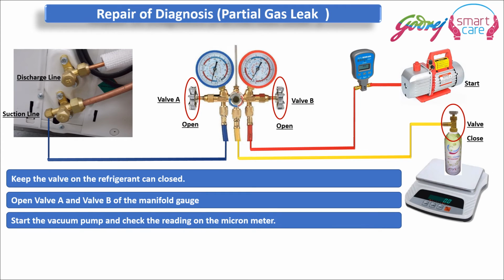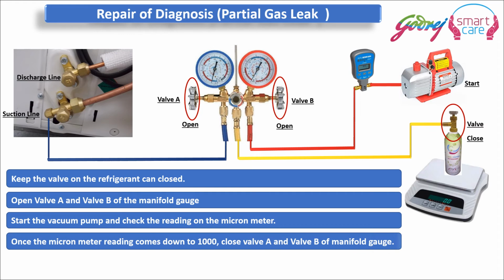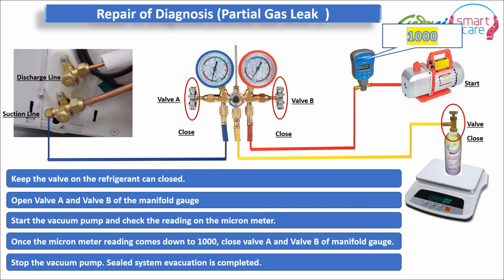We start the vacuum pump and check the reading on the micron gauge till the reading comes down to close to 1000 microns or lesser than that. When the reading comes to 1000 microns or lesser, close valves A and B. Now, after that, we stop the vacuum pump, and now the evacuation of the sealed system is complete.